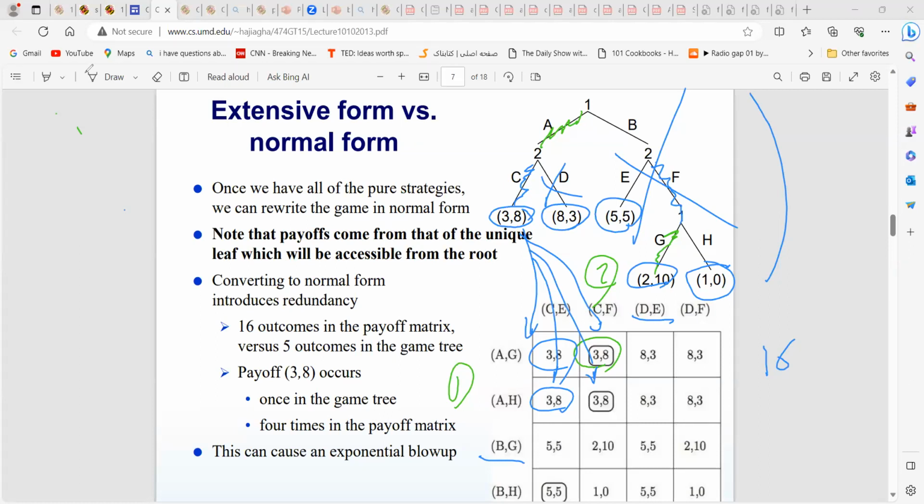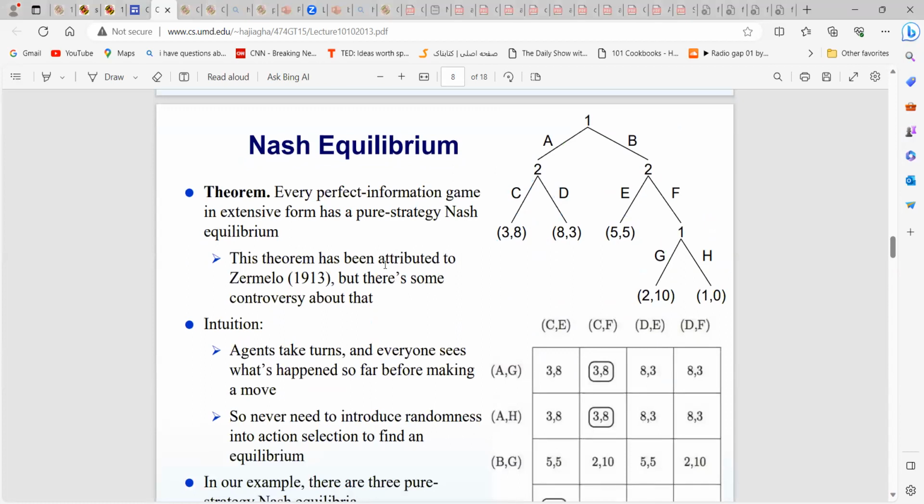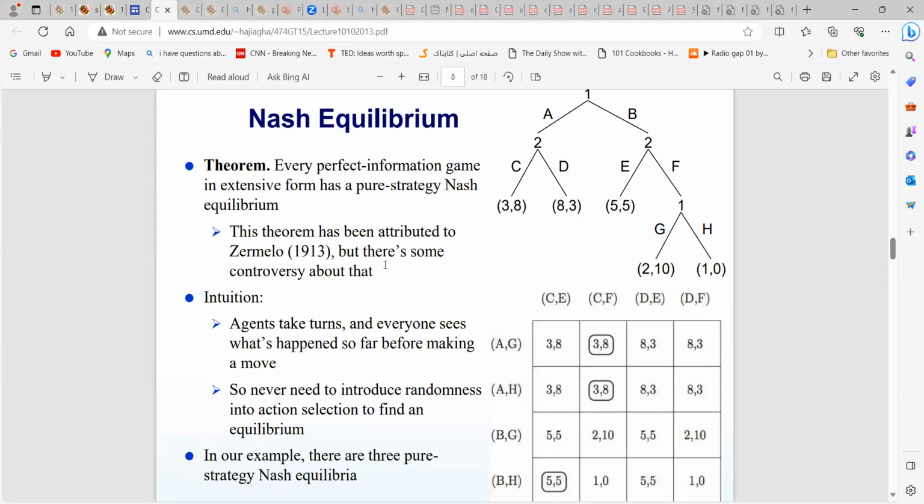Good. So let's talk about Nash equilibrium. Now, we know why this kind of reduction, or changing the form between these two, normal form and extensive form, is important. Because then we can just use Nash's theorem that we had before. Every perfect information game in extensive form has a pure strategy Nash equilibrium. So first we know that there is a Nash equilibrium, and then I want to say that it would be a pure one.